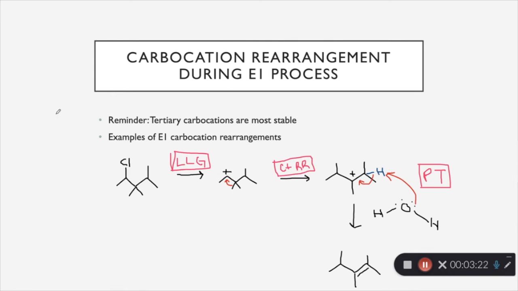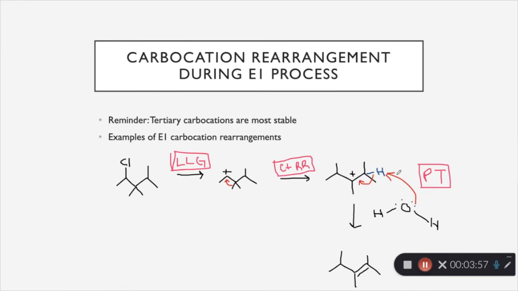So now we're going to talk a little bit about carbocation rearrangement during an E1 process. So reminder, tertiary carbocations are the most stable. And here is an example of an E1 carbocation rearrangement. So the first thing that happens is the leaving group leaves, and it leaves that carbocation right here. But we see that we can do a methyl shift in this case. So if we move this methyl over to where this carbocation is, it puts that positive charge on a tertiary position, which is much more stable.